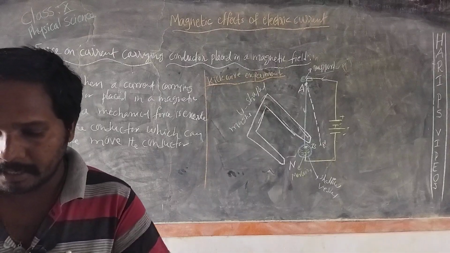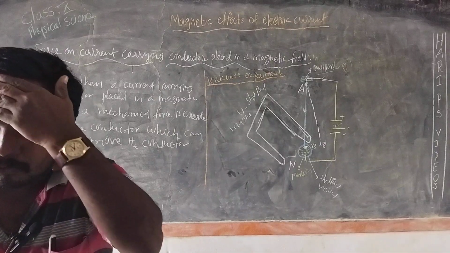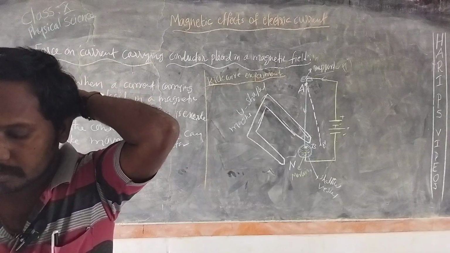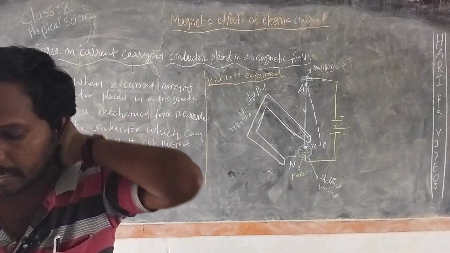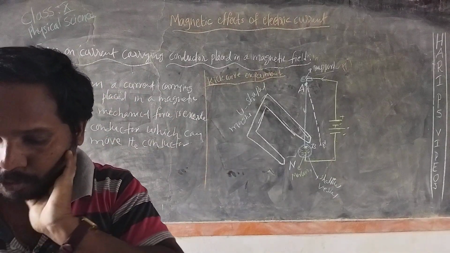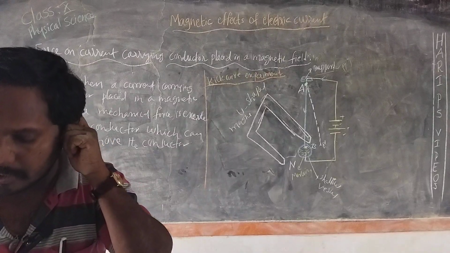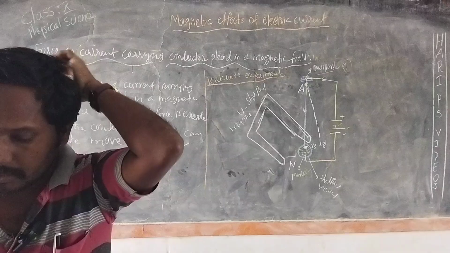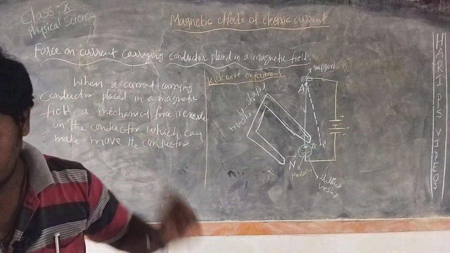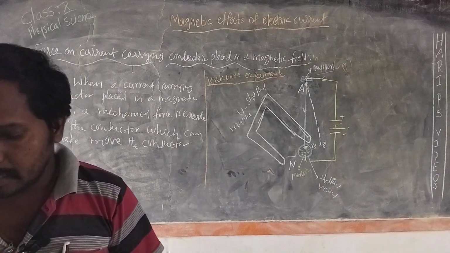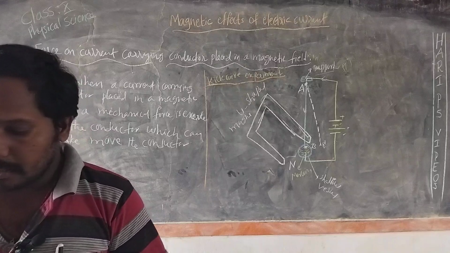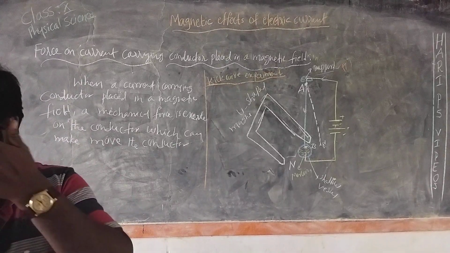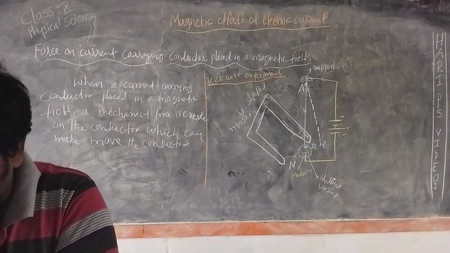It should be noted that the current carrying wire is kicked forward because a force is exerted on it by the magnetic field of the U-shaped magnet. From this experiment, we can conclude that when a current carrying conductor is placed in a magnetic field, a mechanical force is exerted on the current carrying wire which makes it move. Okay.